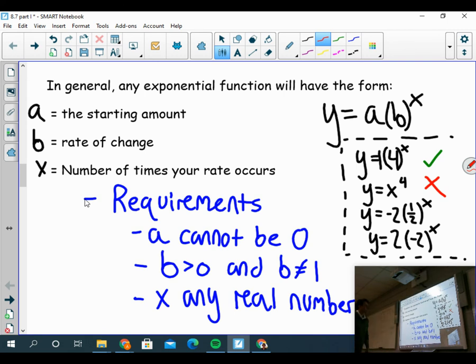Okay, y equals negative 2 times 1/2 to the x. This will be an exponential function. Again, your a value is not 0. Your b value is bigger than 0, but it is not equal to 1.